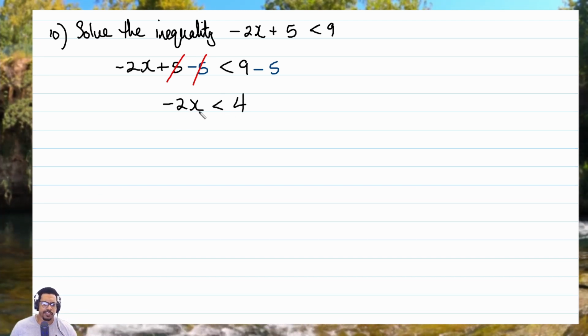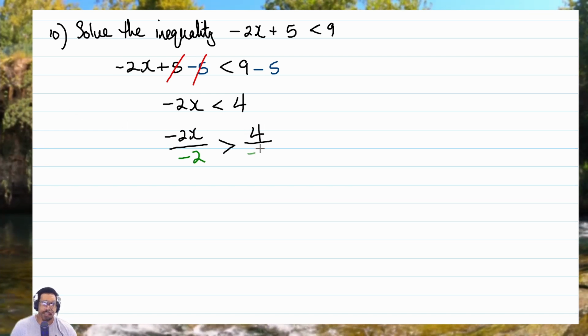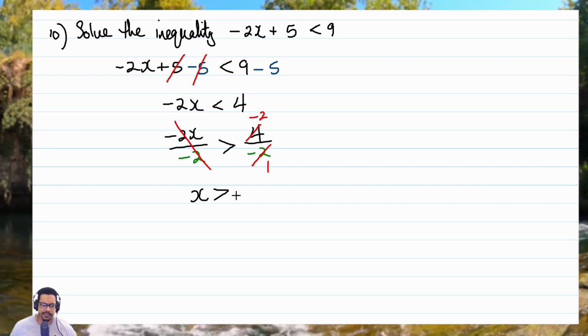Now, in order to get rid of this negative 2 here, I'll have to divide by negative 2. When I'm dividing both sides of the inequality sign by a negative number, the inequality sign would switch around. So I'll have negative 2x divided by negative 2, and my inequality sign will switch around. I'll have 4 divided by negative 2. So negative 2 and negative 2 will cancel out each other, and I'll have negative 2 into negative 2, 1, and negative 2 into 4 will give you negative 2. So my answer will be x is more than negative 2.